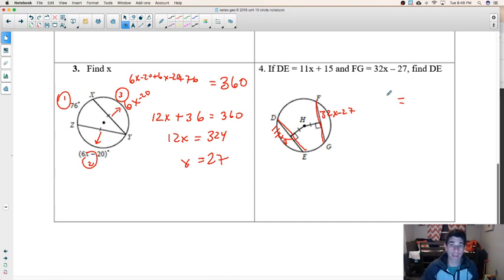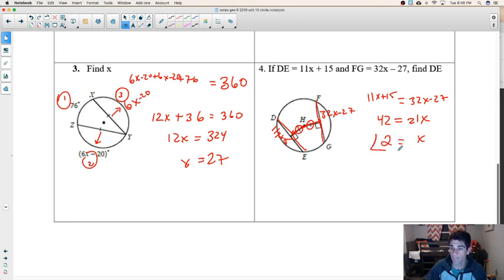But understand why that's allowed. Because I'm telling you that the distance from the center to the chord is congruent, and that allows me to say that 11x plus 15 equals 32x minus 27. Okay? So then we're going to do the math. Move whoever you want to move. Move the 11 over here, you'll get 21x. Move the 27 over here, I'll get 42. And then I'm going to get x to be 2.